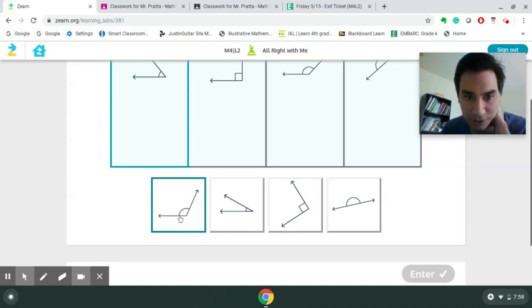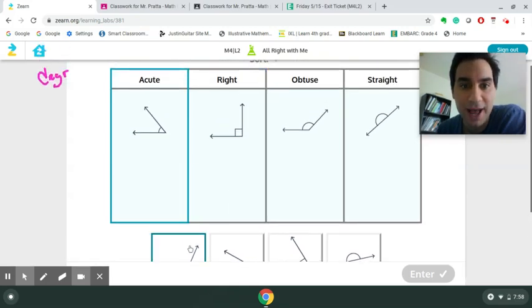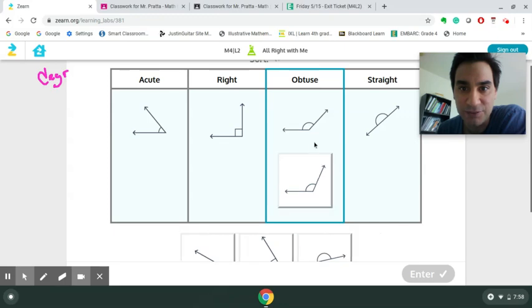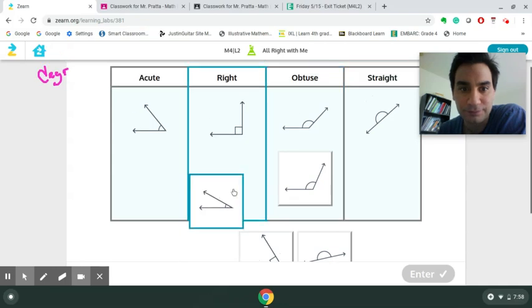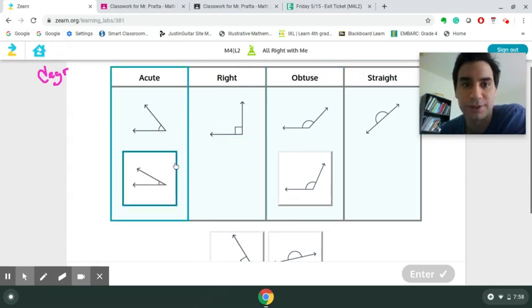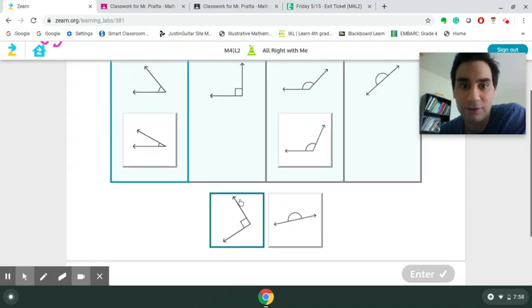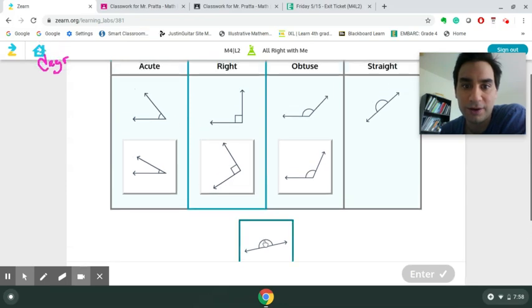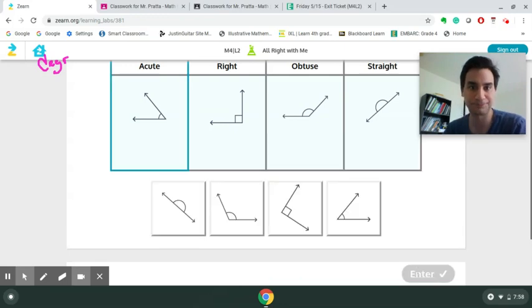The first one, it looks like it opens wider than 90 degrees. It's wider than a right angle, so that means it's obtuse. Here, we are smaller than a right angle. That means it'll be acute. Here, I see my right angle symbol. It's a square right in the vertex, right in the angle. Boom, right angle. And here we can see it's a straight line. So we'll put it in the straight category.